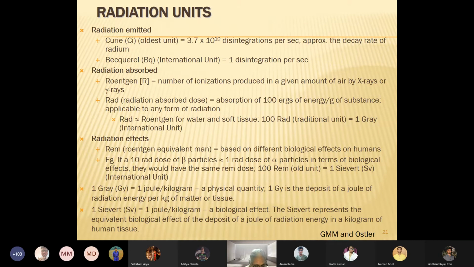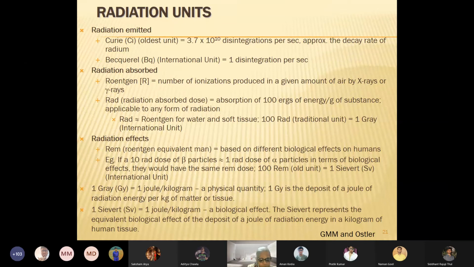You will find that, and this is not just about radioactivity but about many other parts of science and technology, we use certain ways of measuring based on our practical objective. So here we have units for radiation emitted, radiation absorbed, and what is the effect of the radiation. Each of the units is applicable for a particular practical point of view, or a practical endpoint.